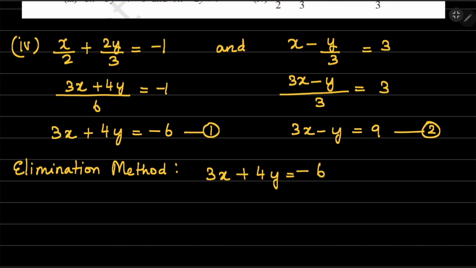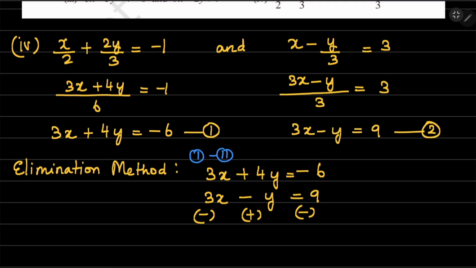Right? Let me eliminate. Which one can I eliminate? So you have got 3x in both, right? 3x and 3x. So let me subtract equation 1 minus equation 2. Okay? Because things are common here. So what is the second equation? 3x minus y is equal to 9. When I am subtracting, the sign will get changed.